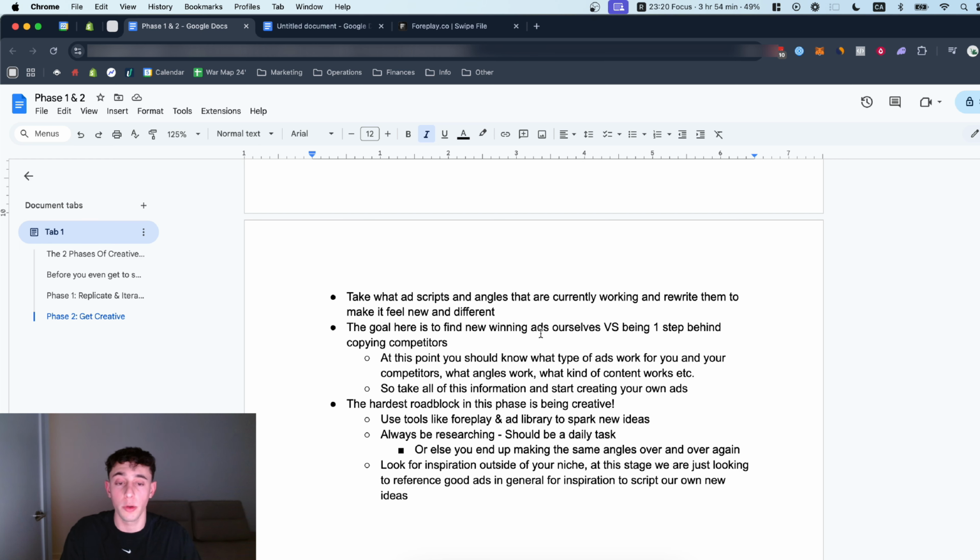Because at this point, we should know what type of ads work for you and your competitors, what angles work, what kind of content works, etc. So we take this information and we start creating our own ads, which is why it's called get creative, right? But people don't do this because they're lazy. They keep referencing competitors over and over again. But you have to start coming up with your own ideas. This is why brands hire creative strategists, to come up with better ideas and to continue scripting them and iterating on new ideas.